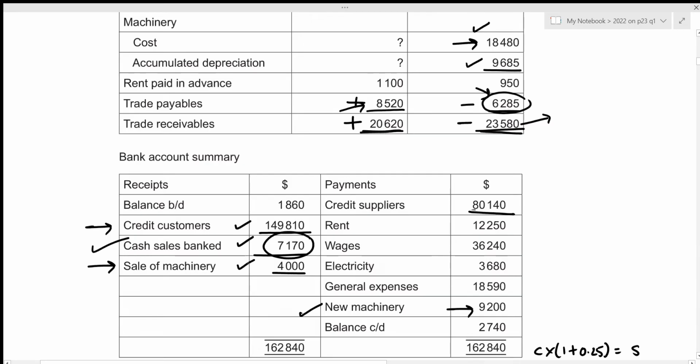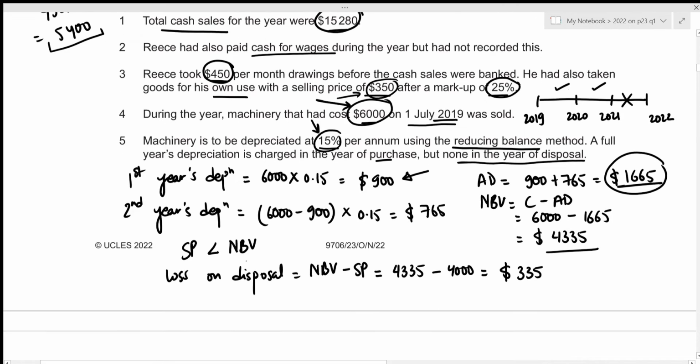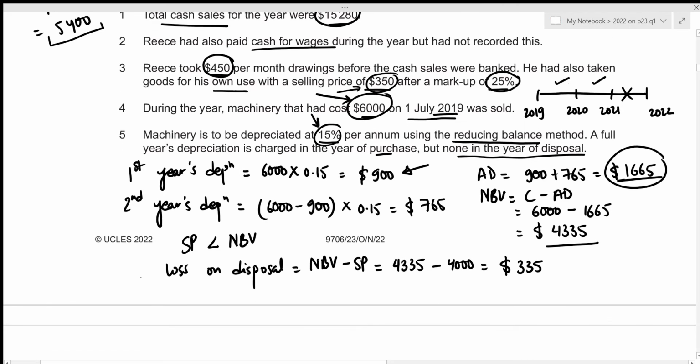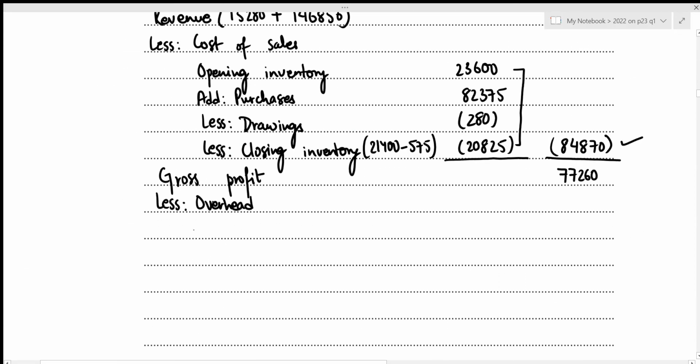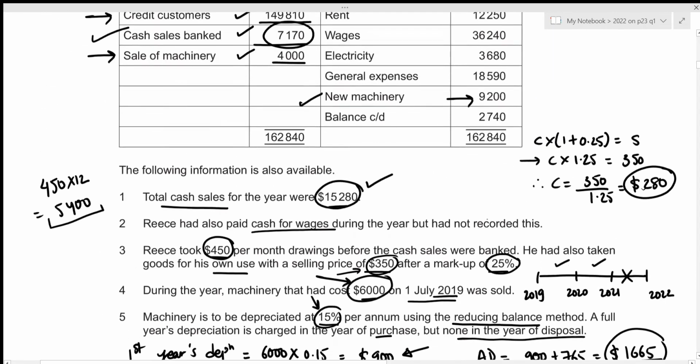So that is also an overhead, which means that there is no income to be presented in our income statement in this particular question. So we can straight jump towards our overheads. The very first overhead we have is a loss on disposal of 335. Let's write it down in our income statement. So that's going to be loss on disposal of 335.